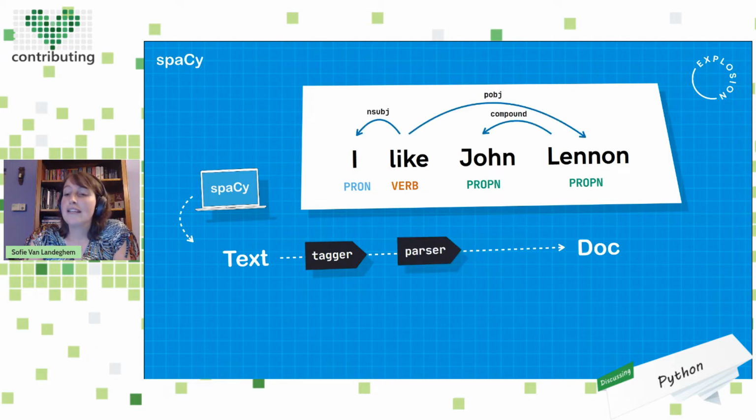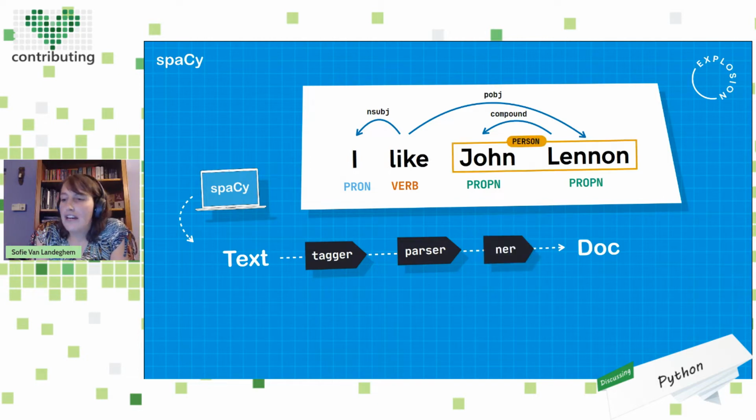Next in line, you could have a dependency parser that will look at the grammatical relations between two tokens. So in this case, for instance, it will say, well, I is a subject of that verb like, and it will parse the whole sentence into a graph-like structure. And we could also have, for instance, a named entity recognizer that sees that John Lennon, these two tokens or these two words together, refers to a person, that is a named entity in natural language processing speak, and will assign those two words to that person entity.